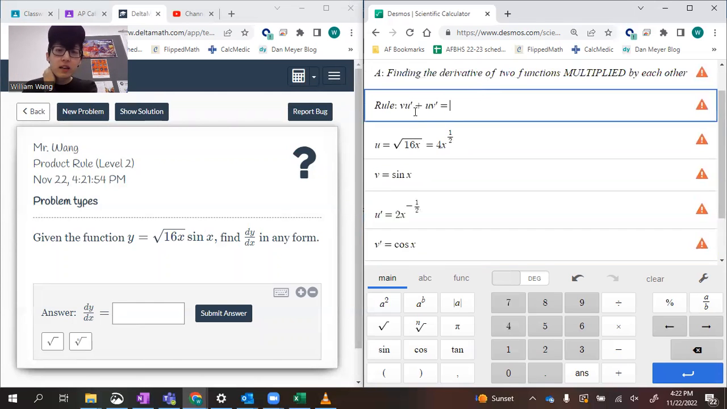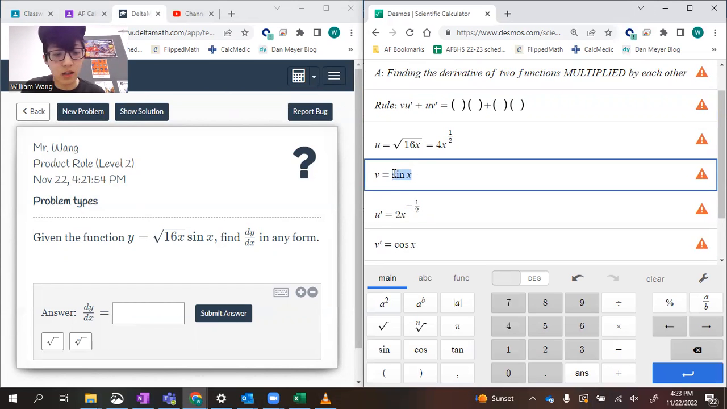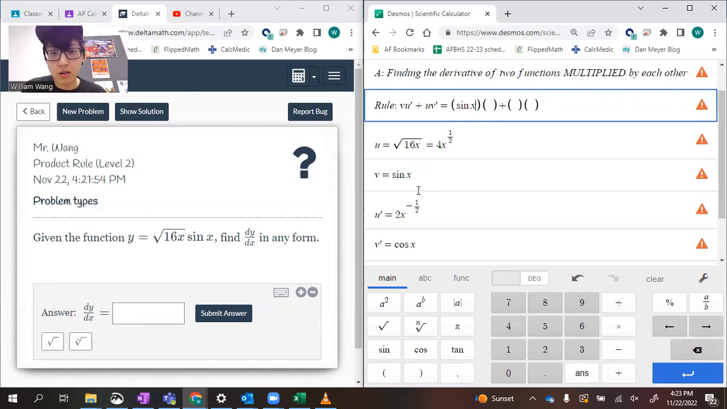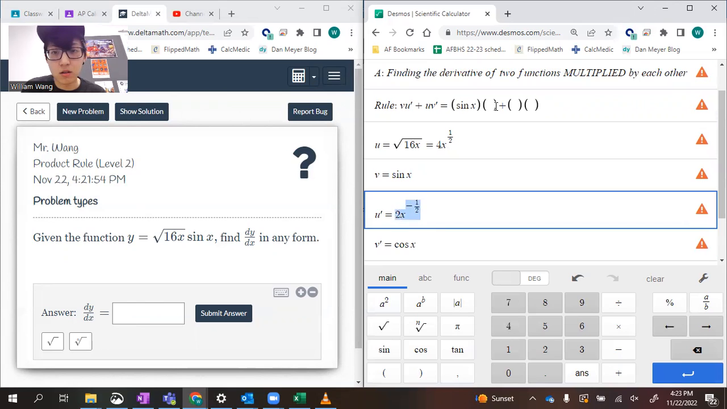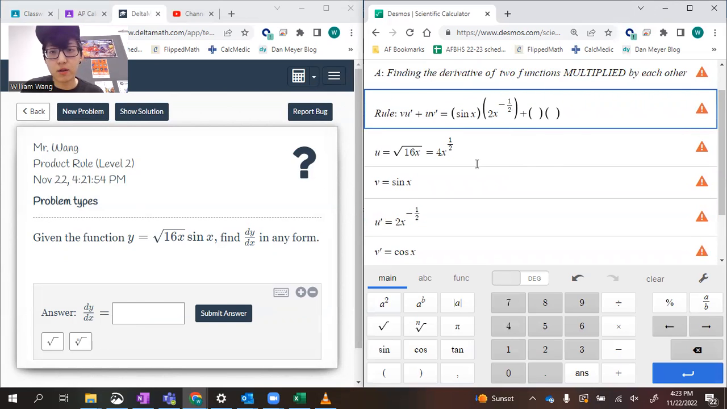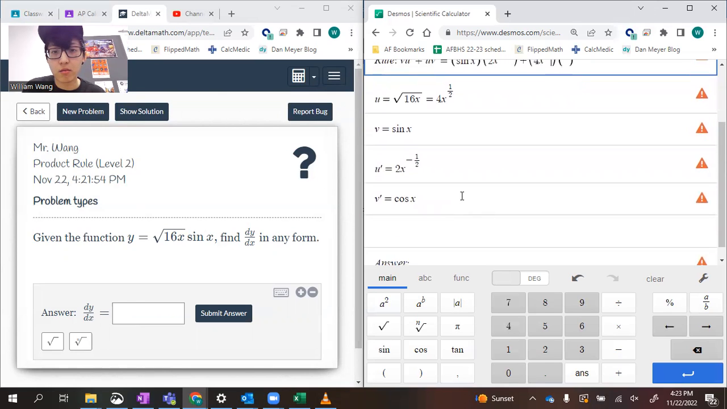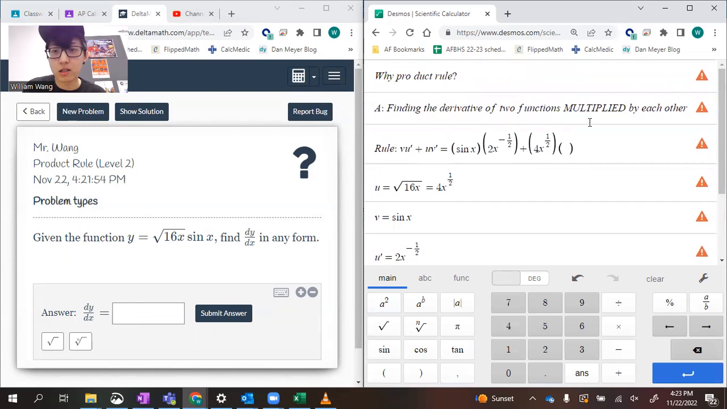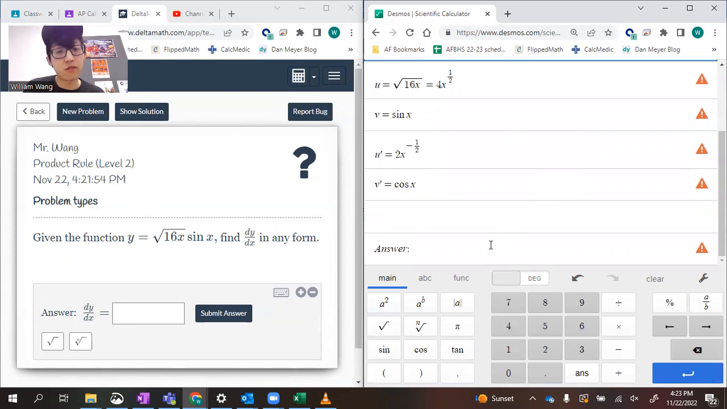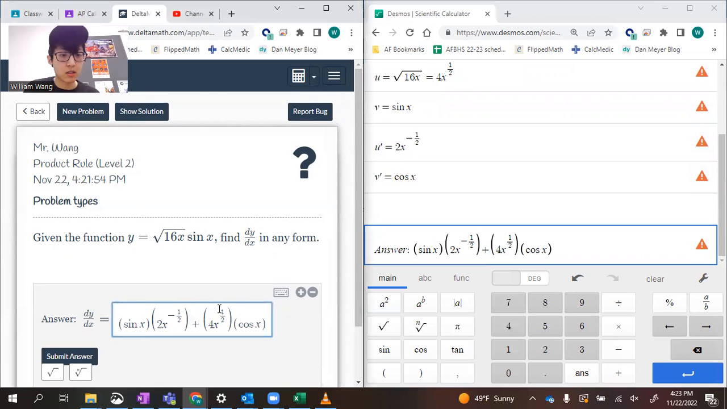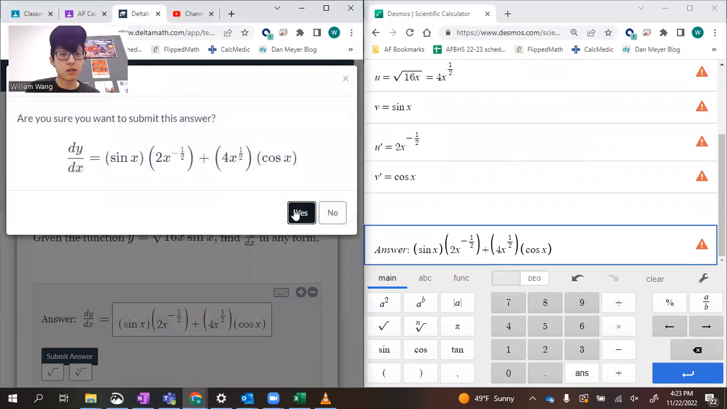Cool. I plug it in, so here, let me write the structure out so I don't make any mistakes. V u prime, so my v is sine of x. My u prime is 2x to the negative 1/2. My u is 4x to the 1/2. My v prime is cosine of x. All right, that's my derivative. That would be my answer. Let's copy and paste it into here and submit my answer.